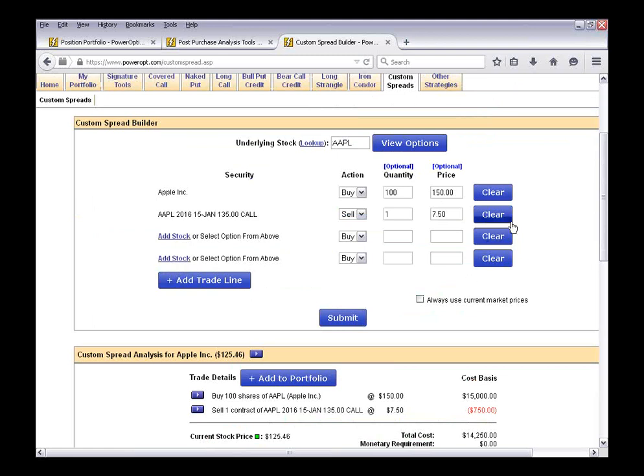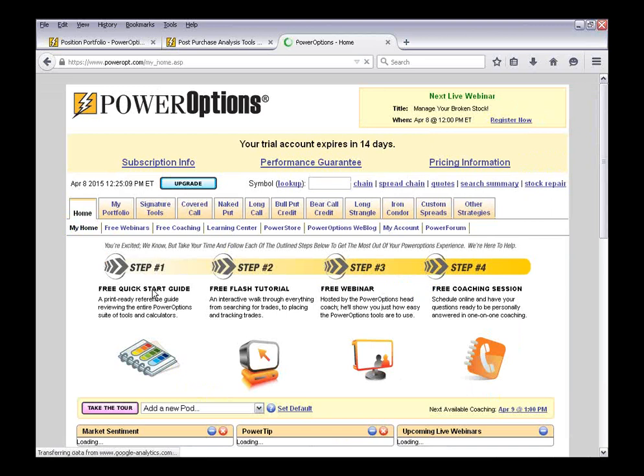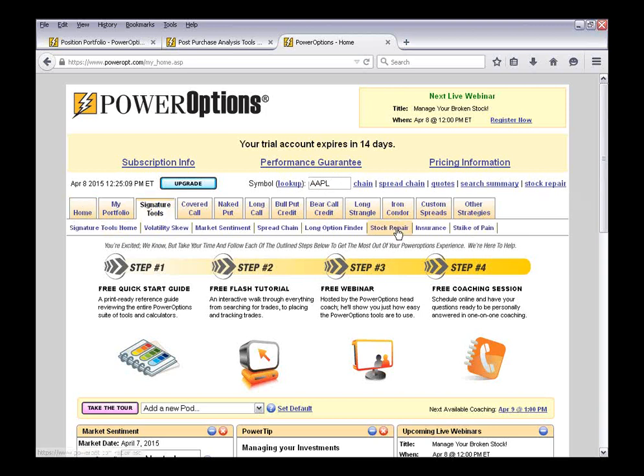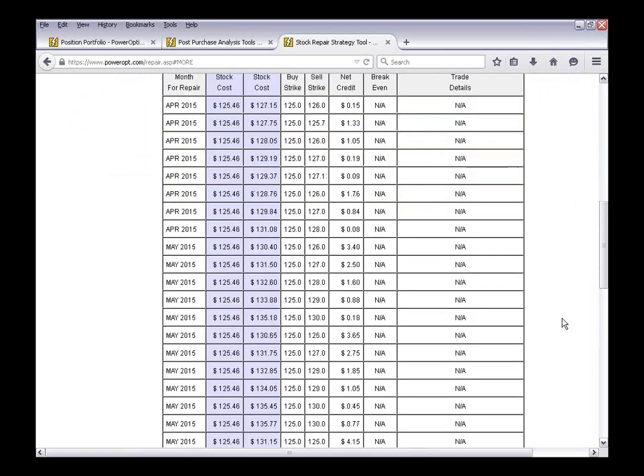Okay? Now, let's take a look at the stock repair and see if we can get back to break even faster. So there are two quick ways we can navigate to the stock repair. Number 1, I could just put in my stock symbol here up at the top and click on the stock repair link on the upper right hand side. Or we could go into the signature tools and go right to the stock repair as well. So we've got Apple. Our cost per share is $150 and we own 100 shares. All right, so let's go ahead and submit that and take a look.